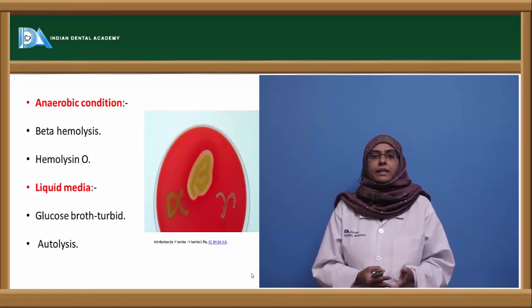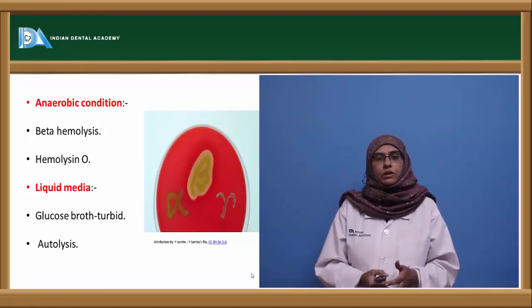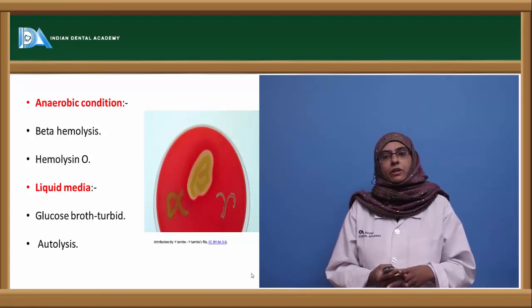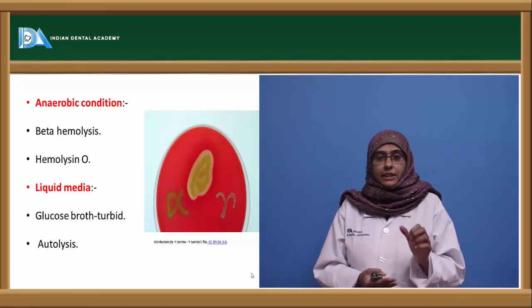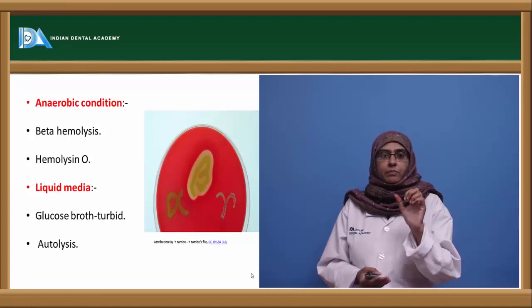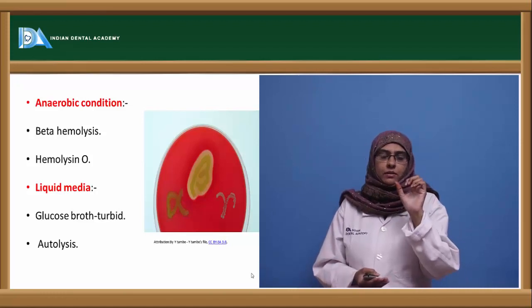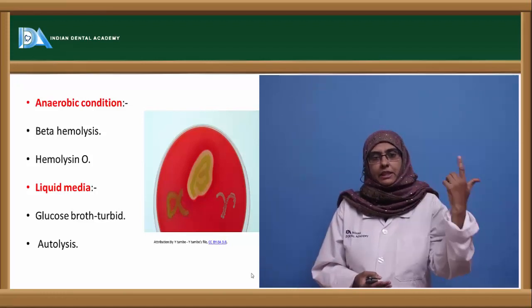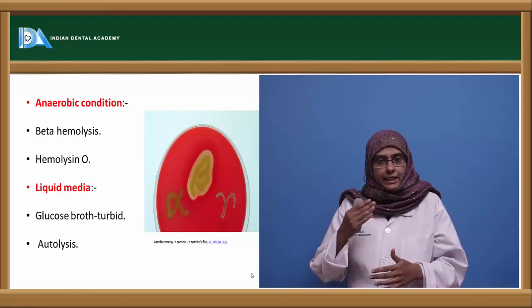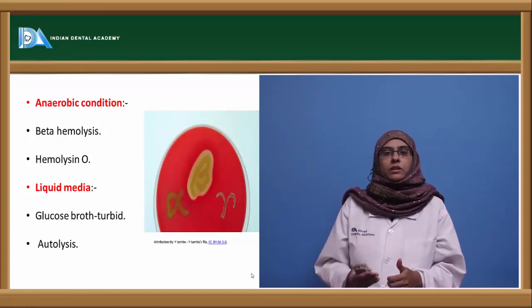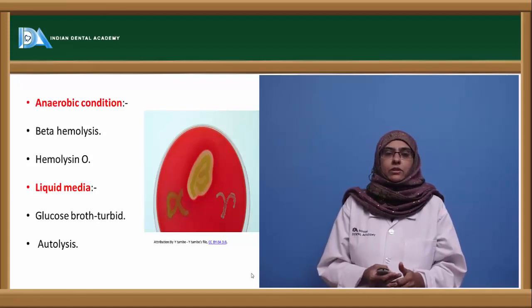Now, on incubation in anaerobic condition, because they are facultative anaerobes, these organisms show complete lysis around the zone, which is called beta hemolysis, and it is because of a specific protein that is released by the organism, called hemolysin O, which is similar to the streptolysin O toxin that can be seen in Streptococcus species. So it is a heat labile hemolysin O that brings about the beta hemolysis on the blood agar media.